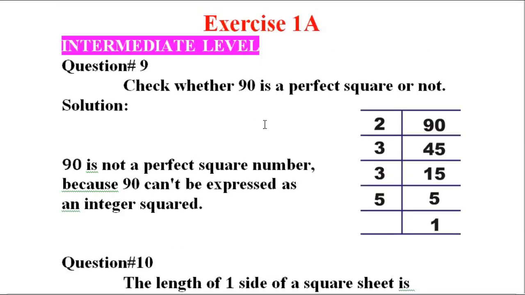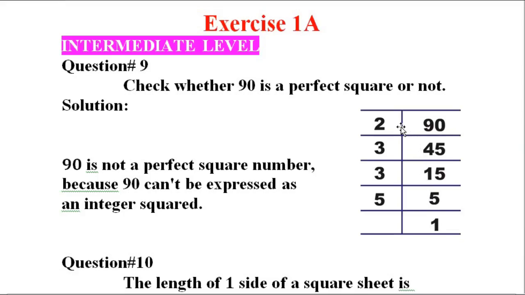There are several methods to check whether 90 is a perfect square or not, but I will use the prime factorization method. First, I will divide 90 by 2, which gives us 45. Then I will divide 45 by 3, resulting in 15. Dividing 15 by 3 gives us 5. And dividing 5 by 5 gives us 1. We have prime factorized the number 90.